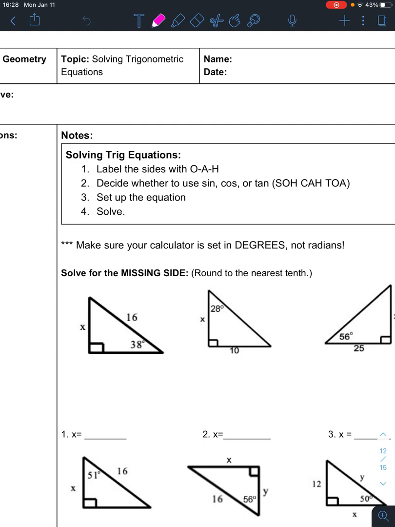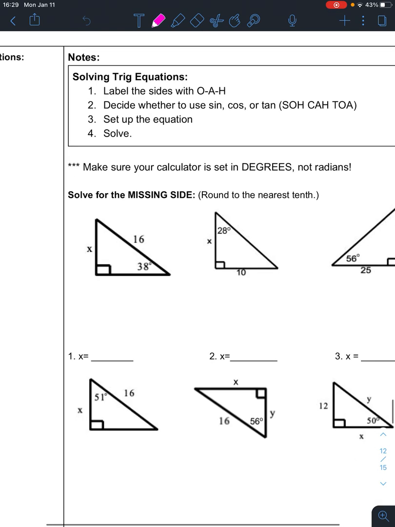Today we're going to put them all together and learn how to solve trig equations. And the good thing is it basically comes down to one of three things that you have to do: multiply, divide, or inverse. And we're going to talk about inverse later. So we're going to start every problem. Let me take a step back and say one thing.